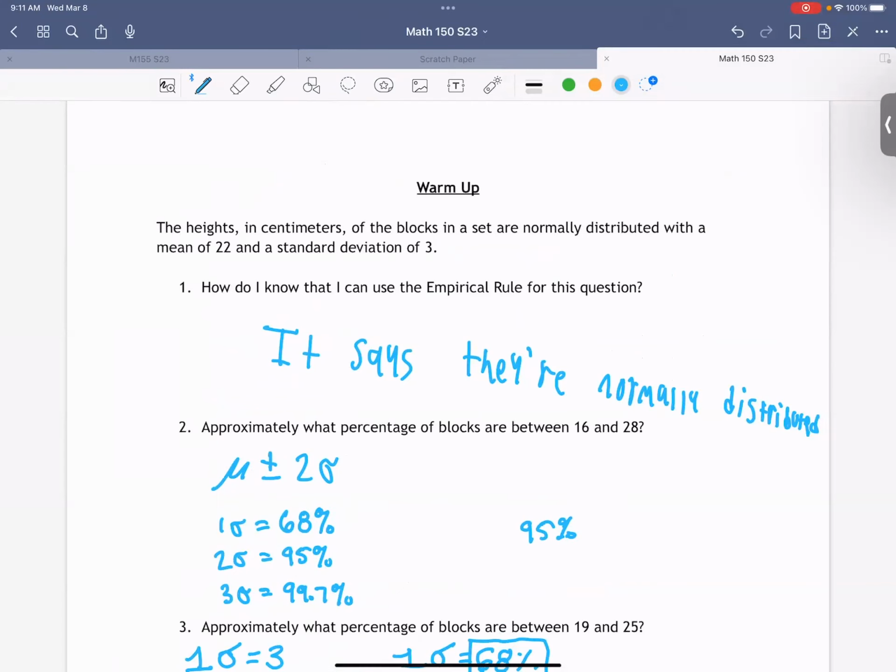This warm up is kind of a review of what we did last class. And here, oh, wow. Okay, that's interesting. I don't know what I just did.